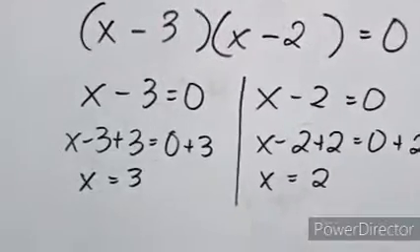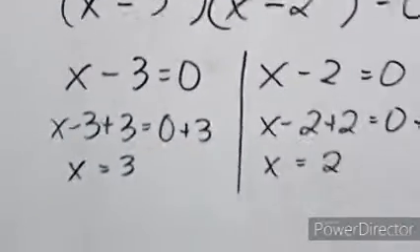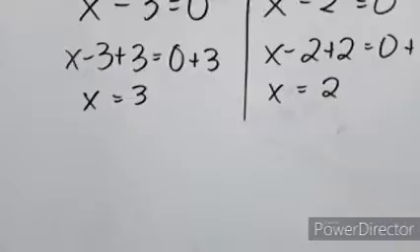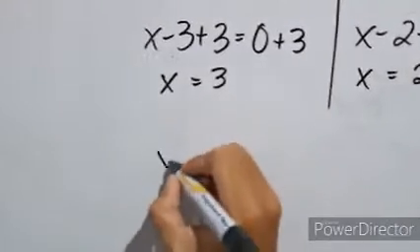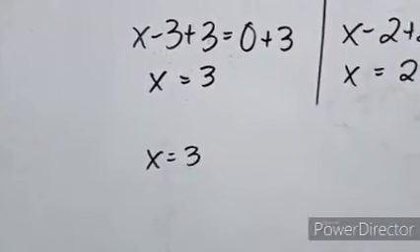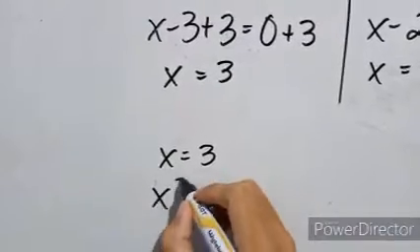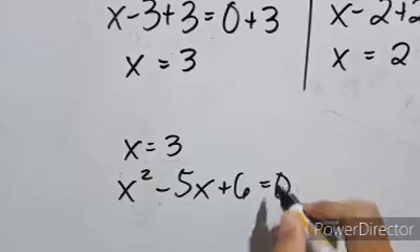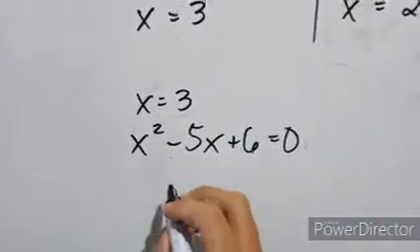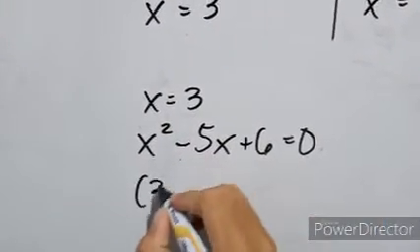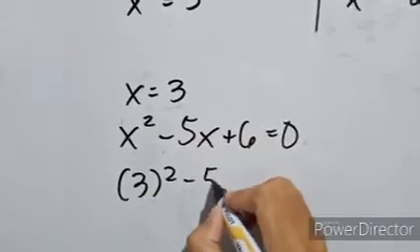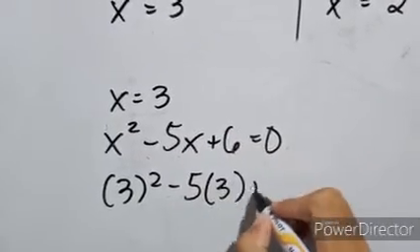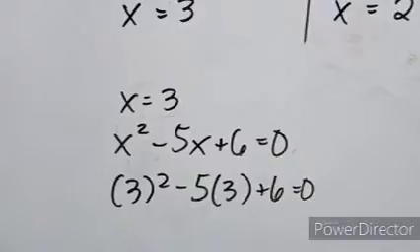So, para sigurado, ganun ulit, syempre, checking. So, checking tayo. Value ng x natin ay 3. Original equation, x squared minus 5x plus 6 equals 0. Replace na natin ang value ng variable. So, 3 squared minus 5 times 3 plus 6 equals 0.